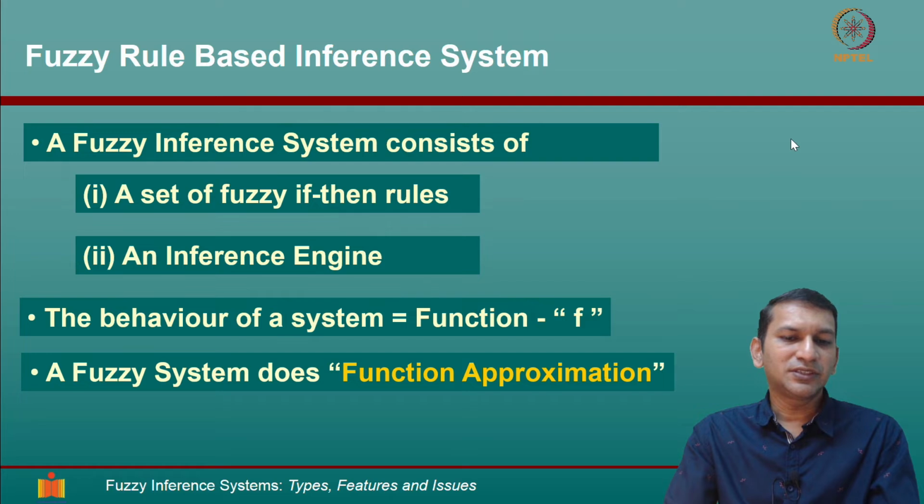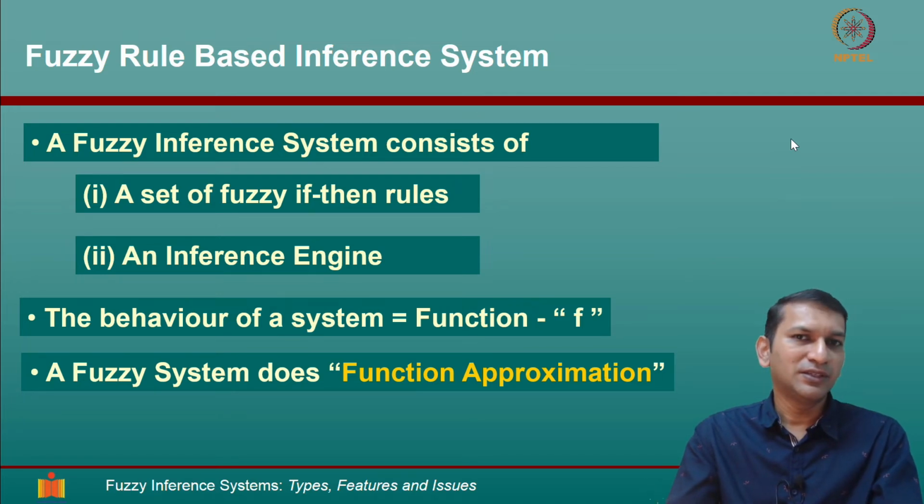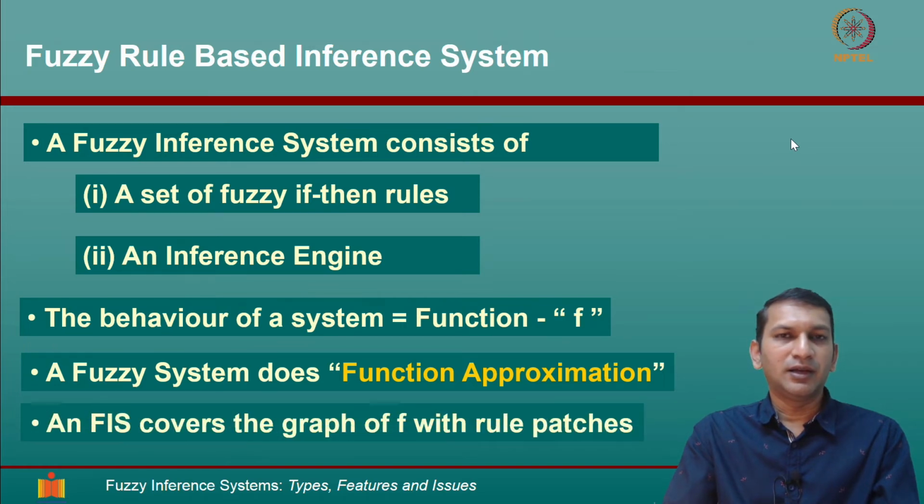What does a fuzzy inference system do? It does function approximation. It tries to approximate the behavior of a system, simulate the behavior of the system. We have a perfect idea of how that system should function. Given this temperature, what should be the fan speed? And it is trying to approximate it. Of course, often we do not know this function f. We are only trying to approximate this even without knowing it. And FIS, fuzzy inference system, covers the graph of f with rule patches.